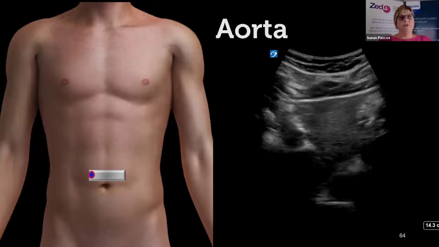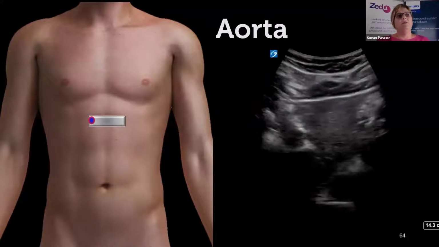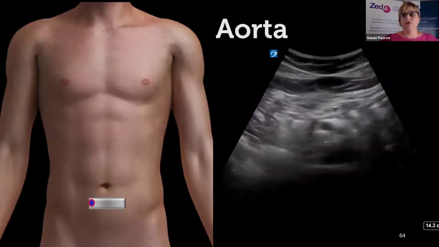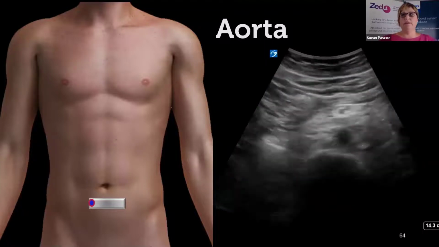I find if people just start straight up under the xiphisternum, often the transverse colon is obstructing the view of the aorta, and people get stuck on the transverse colon and don't move and then don't see anything. So if you start in the soft part of the belly and then slide your way up to the xiphisternum, and then from here do a 10-second sweep. So we want to just keep the probe moving slowly and steadily from the xiphisternum all the way down to the bifurcation and the iliac vessels.